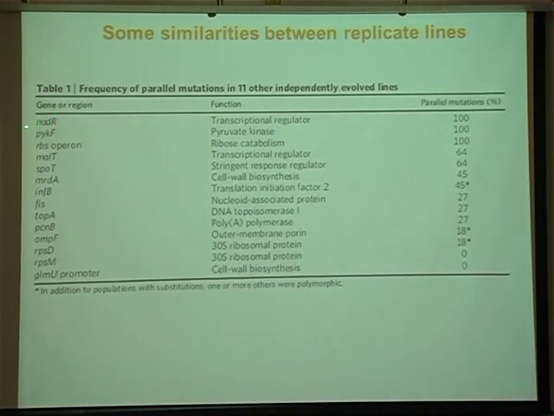So for example, they saw this mutation in NADR, which is a transcriptional regulator, and in each one of the other 11 lines, all 11 of them, that mutation occurred. So this was 100% present in all 11 independently evolved lines. This pyruvate kinase also, and this gene involved in ribose catabolism, were also mutated. Not necessarily the same mutation at the nucleotide level, but mutations in this gene or region. This transcriptional regulator is seen in roughly two-thirds of the lines, and so on down the list.